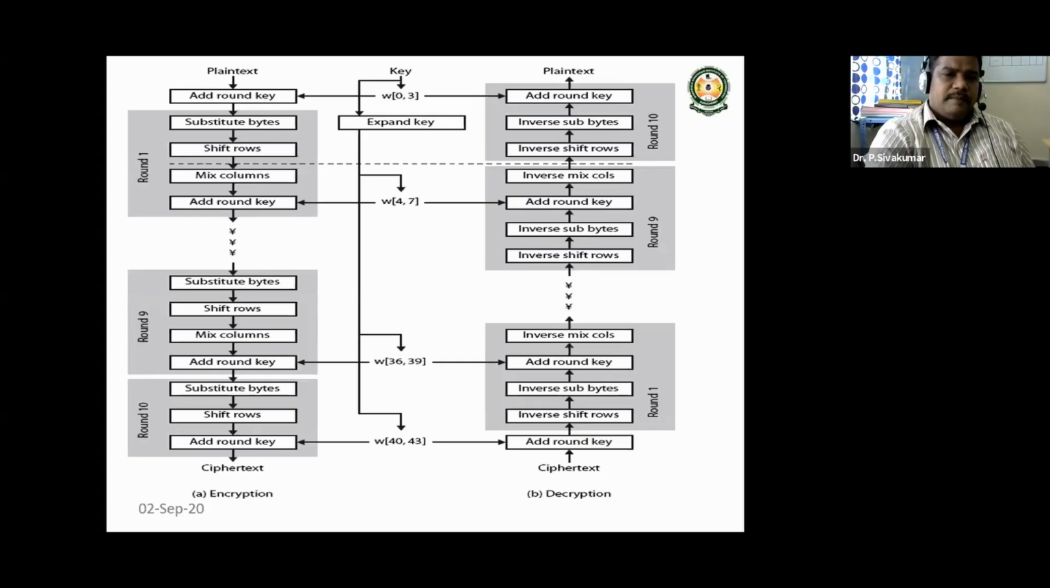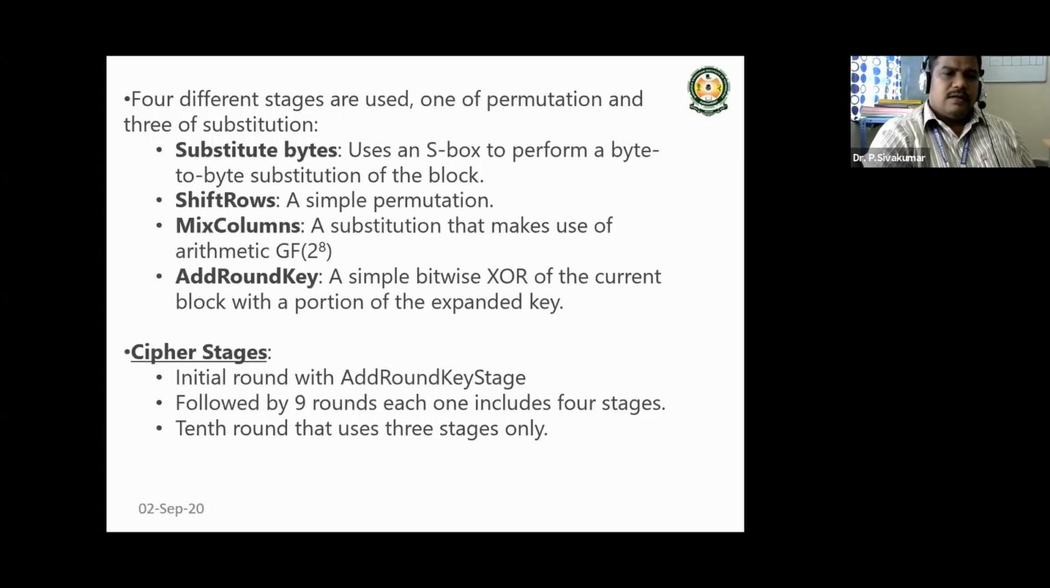So in each and every stage we use one permutation and 3 substitutions. Here we can take it as 4 operations that we perform. The first one is substitute byte, SubBytes. Substitute byte is nothing but using the S-box to perform a byte-to-byte substitution of the block.